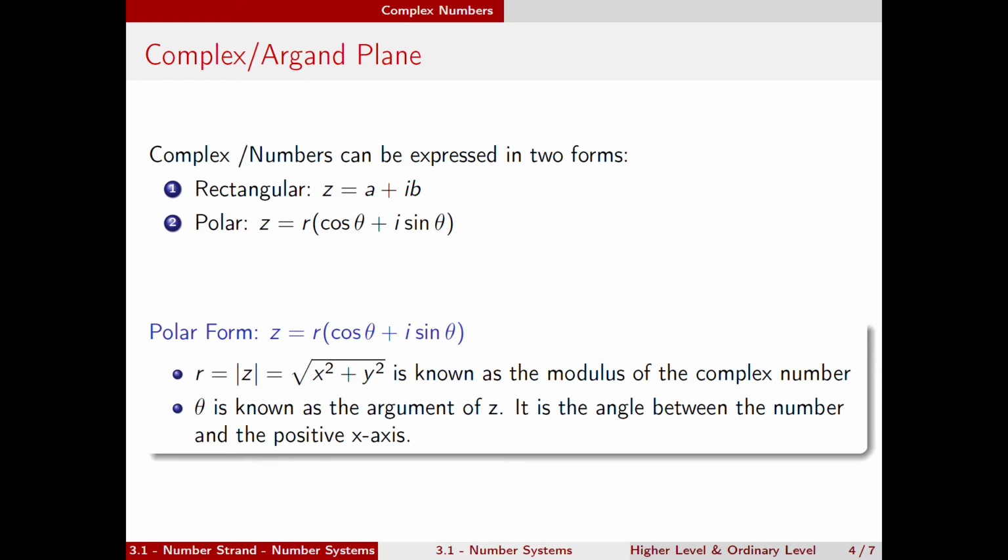In the polar form, r is the modulus of z, which is the square root of x squared plus y squared, where x is the real part of the complex number and y is the imaginary part of the number. Theta is known as the argument of z and is the angle between the number and the positive x-axis.